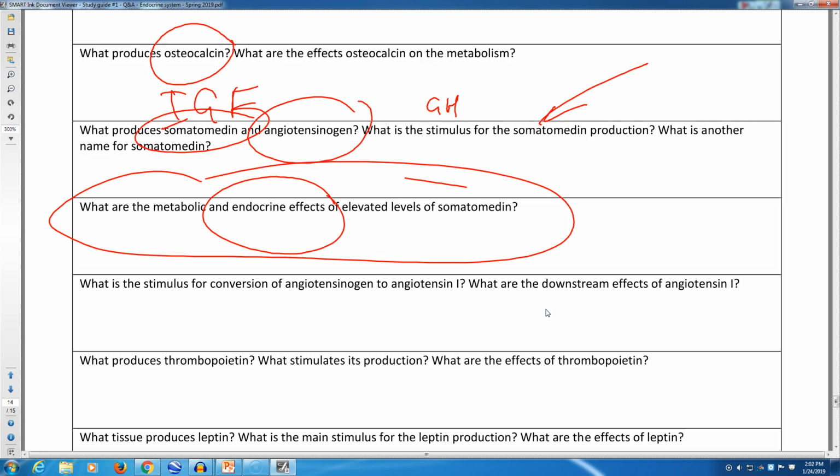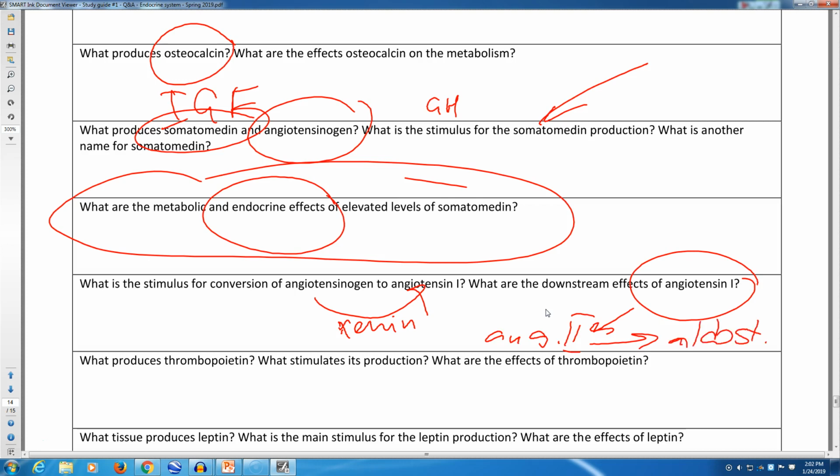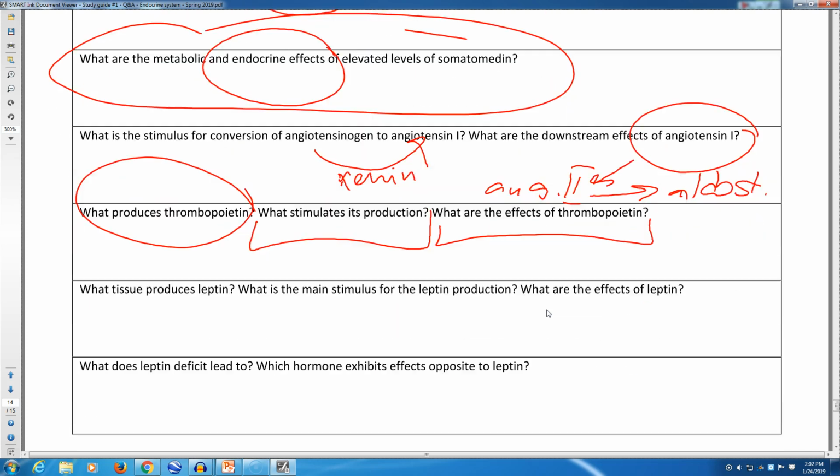Stimulus for conversion of angiotensinogen to angiotensin is renin. The downstream effects of angiotensin 1, angiotensin 2, and aldosterone. Thrombopoietin is produced by liver, stimulated by low levels of platelets, with the effect of raising platelet levels.